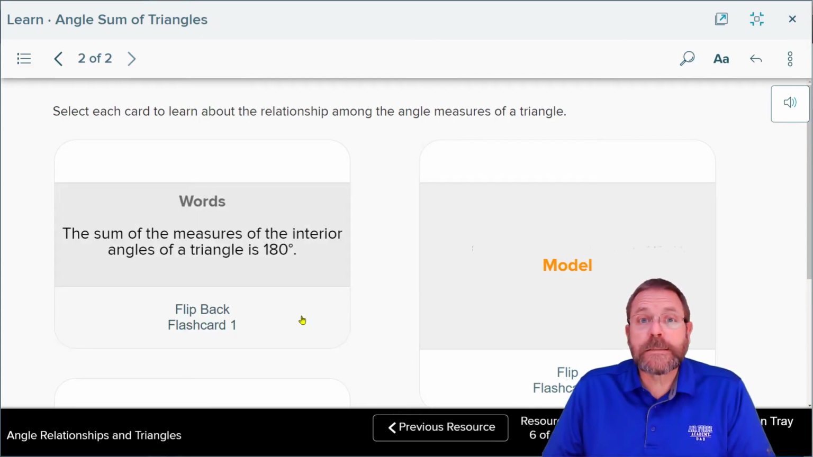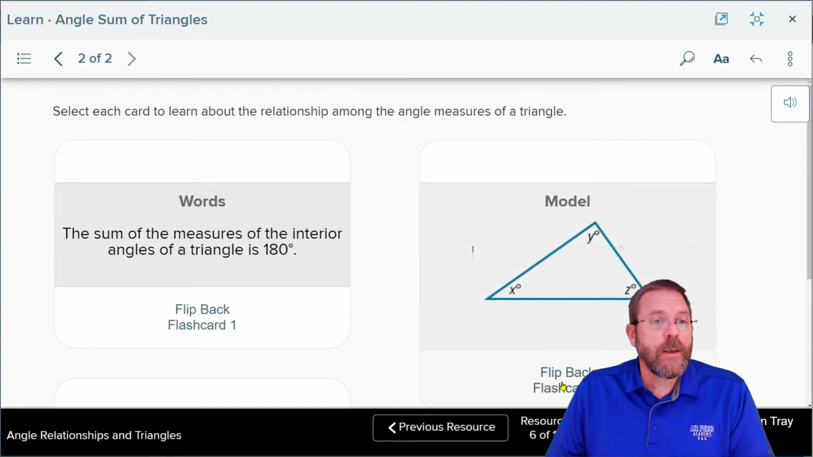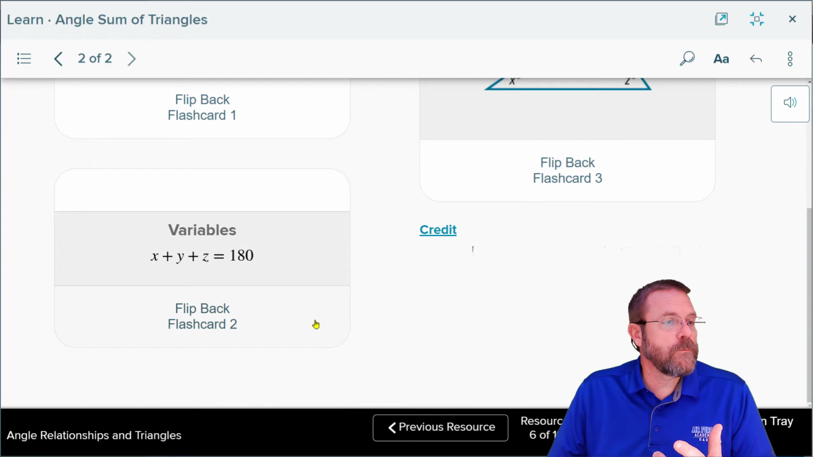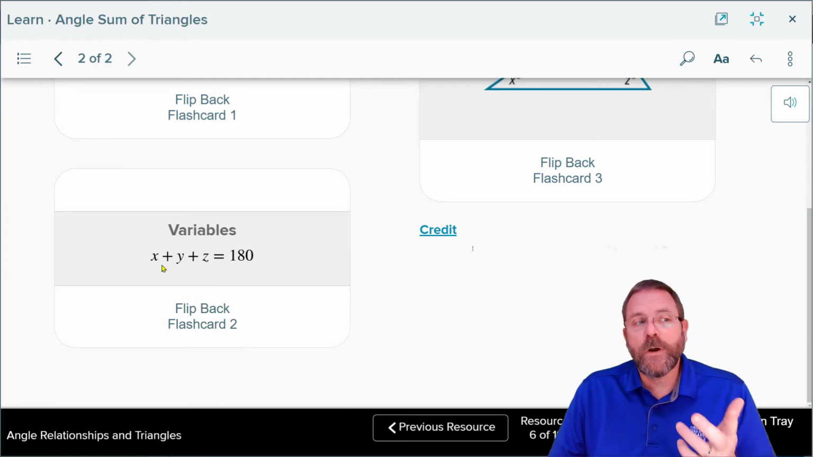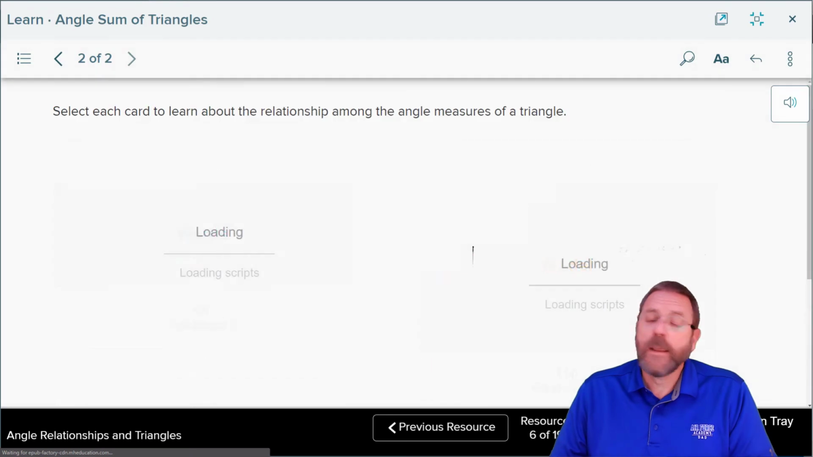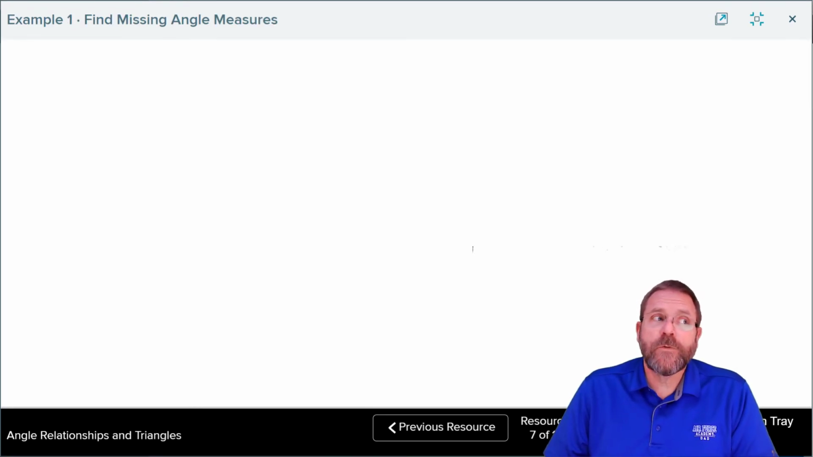Once again, they said the same exact thing to you, and once again, they're showing you your angle, and then here's your formula: x plus y plus z equals 180 degrees. Have you figured out yet that the sum of the measured angles of any triangle is always equal to 180 degrees? If you haven't, there's not much I can do for you at this point.